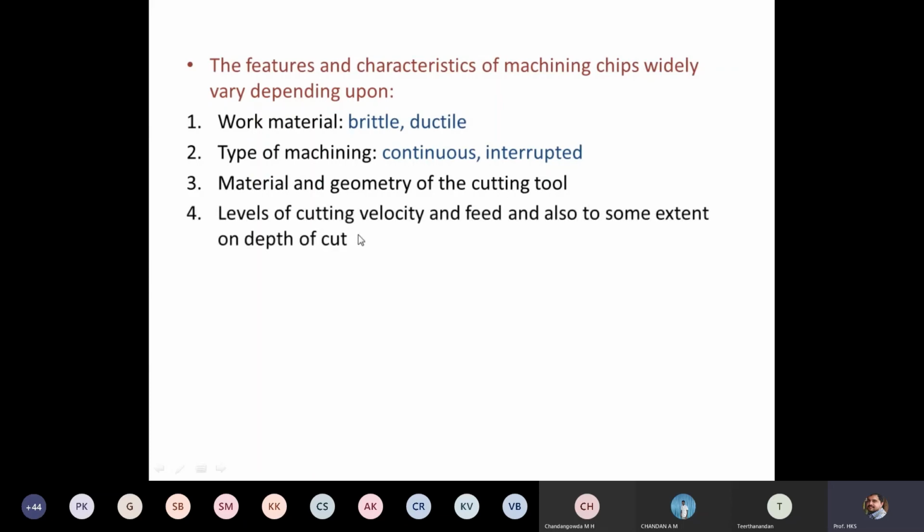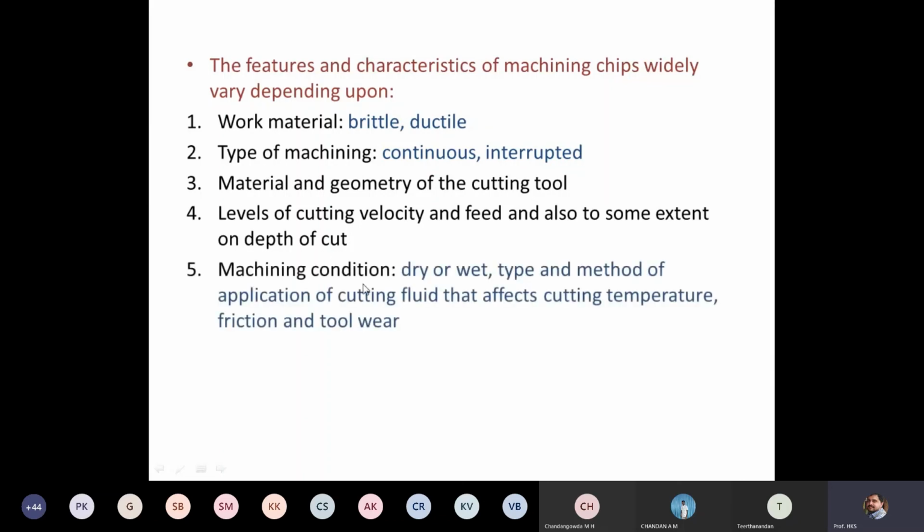Levels of the cutting process parameters, that is level of cutting velocity, feed, and to some extent depth of cut, that is the cross feed. Machining condition, dry or wet. If you don't apply cutting fluid, that is the dry condition. If you apply cutting fluid, that is wet condition. Type and method of application of cutting fluid: based on the quantity of cutting fluid that you apply to the machining zone, you have different types and methods. That affects cutting temperature, friction and tool wear.